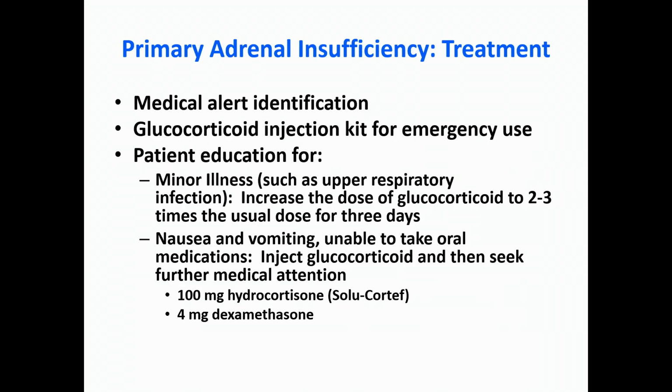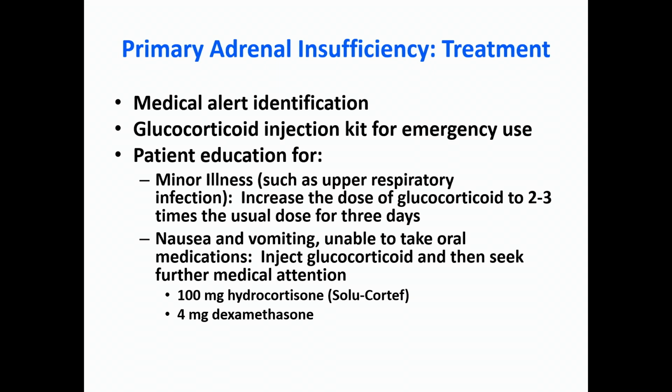And this is particularly relevant in the patients who've had adrenal Cushing surgery. So you want to go through what they may need to do postoperatively, what they may need to watch out for. In terms of treatment for primary adrenal insufficiency, you would want to make sure they have a medical alert bracelet, have a glucocorticoid injection kit such as Solu-Cortef for emergency use, and you would want to give them some education for what to do.